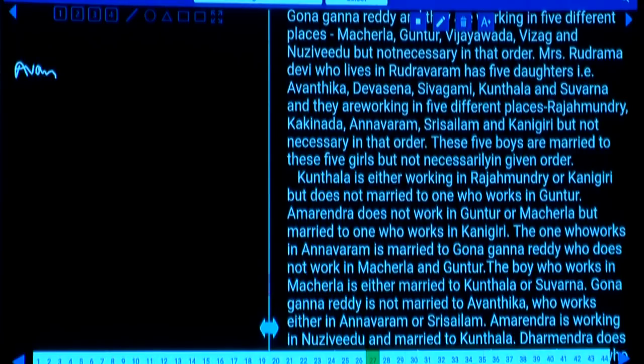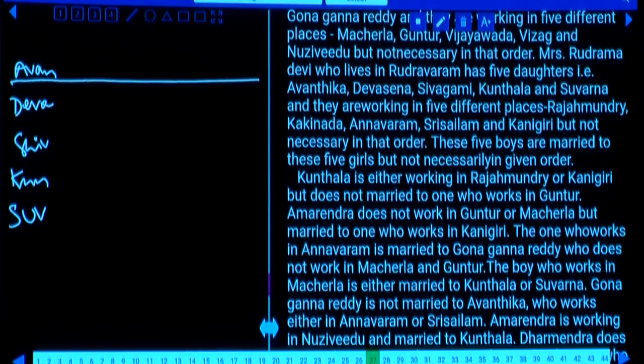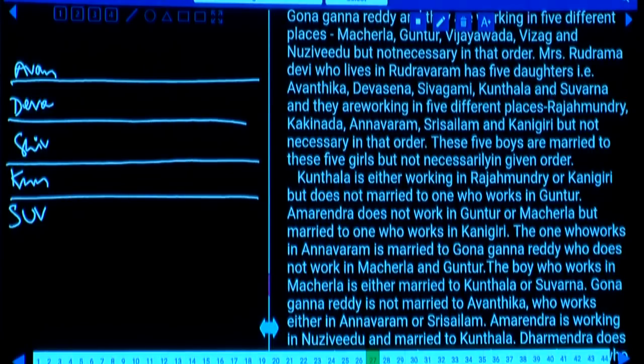Avantika, Devasena and Sivagami. Next one, Kuntala and Suvarna. Now these are the 5 persons, and now we need to find out the places to which they belong, isn't it? They are working in 5 different places.